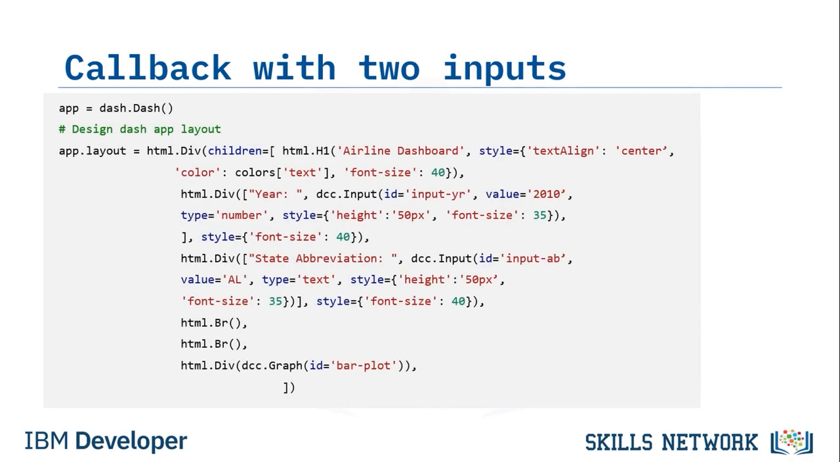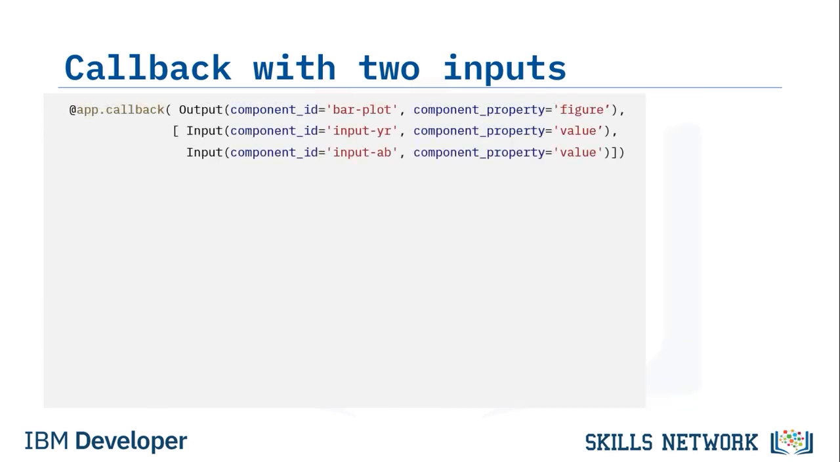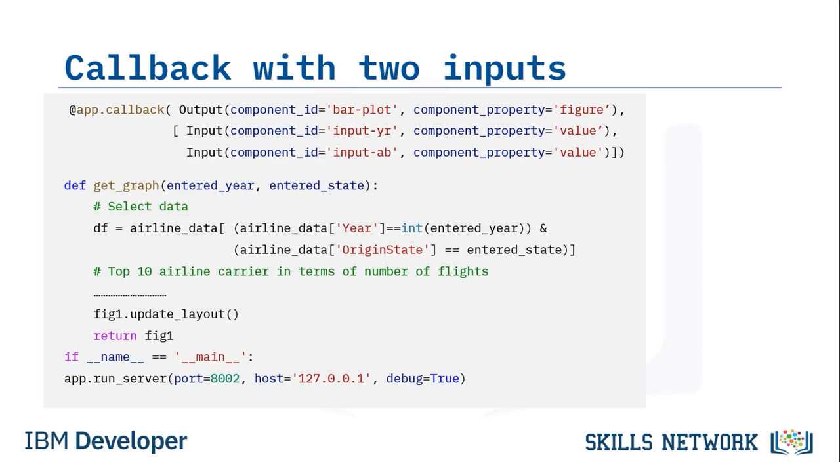Second example is a callback with two inputs. It is similar to the one input callback except for a few changes. We will add a division with one more text input with the component ID input-AB. Now we will add the new input and component ID input-AB to the decorator inside the list. Next, we will define callback function get_graph. This takes the entered year and the entered state as input parameters. Computation is performed to extract the information, and the application layout is updated with the graph.